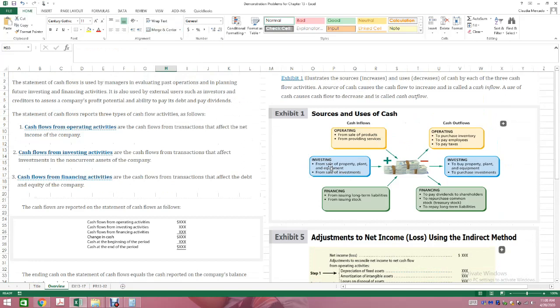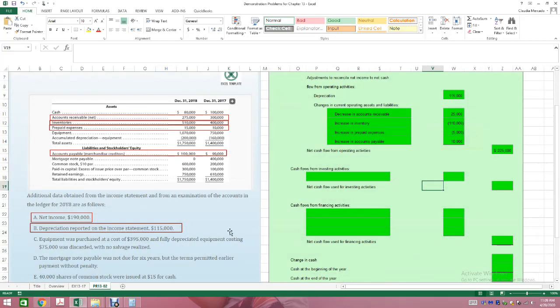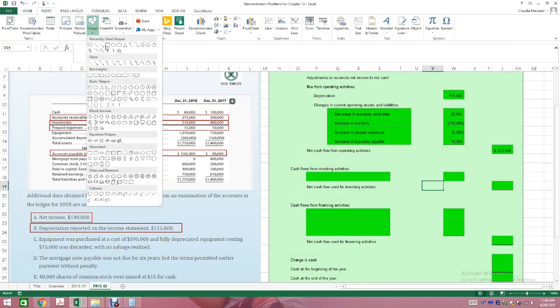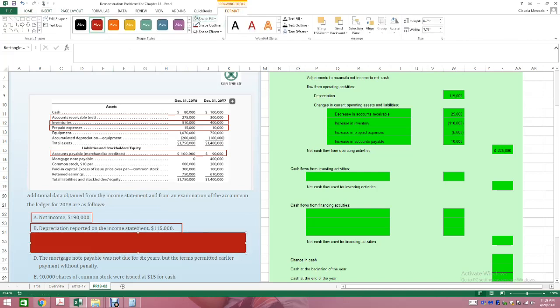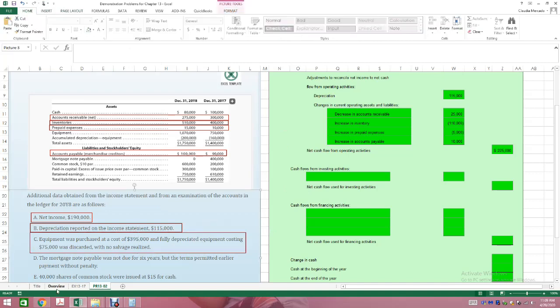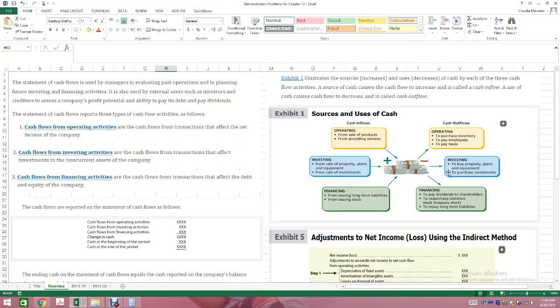Investing, either you sell property, plant, or equipment, or you buy property, plant, or equipment. Okay, so what do we have? Well, we purchased a piece of equipment for $395,000. Okay, so that falls under that category. You bought equipment. Now, if you purchase property, plant, or equipment, that's a minus. Why? Because how did you pay for that property, plant, or equipment? With cash. So your cash goes down.